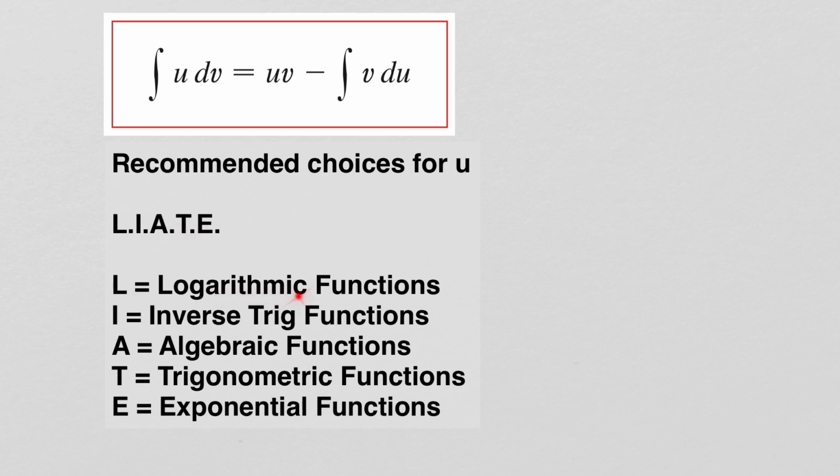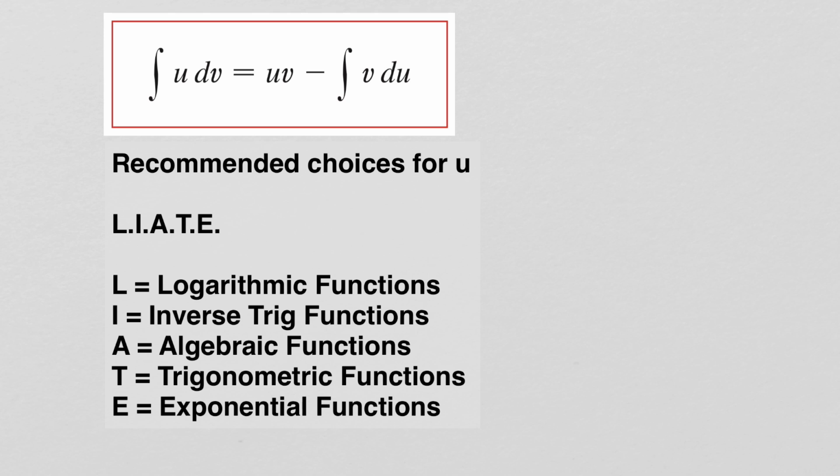L stands for logarithmic functions. So if you have a logarithmic function in your integral, it is your top priority for what to let u be equal to. The next highest priority is inverse trig functions. Next is algebraic functions. Algebraic functions include radicals, rational functions, polynomials, etc. T stands for trigonometric functions, such as sine, cosine, and tangent. And lastly is E, which stands for exponential functions.